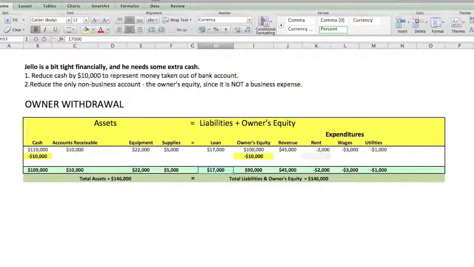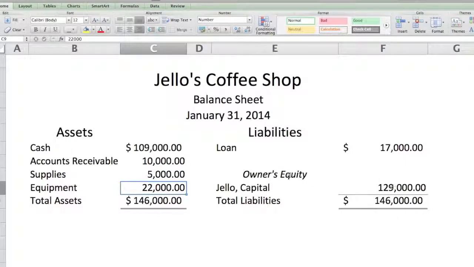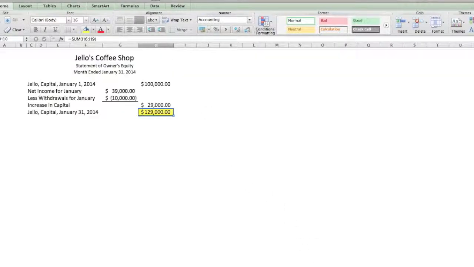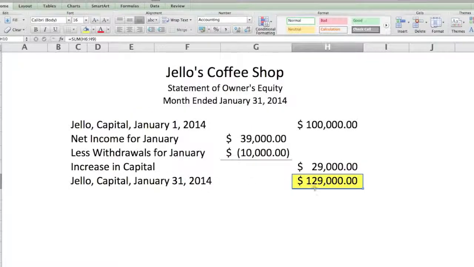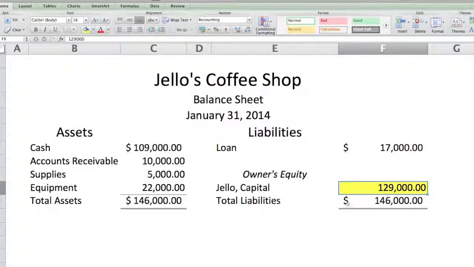And then, now this is why you need to have things done in the order we've done. You get the owner's equity here, $129,000, from the statement of owner's equity that we did last time, which if we zoom it in, last time we did the statement of owner's equity, $129,000. This number directly goes over to here. And that's why it's important to do it in that order.